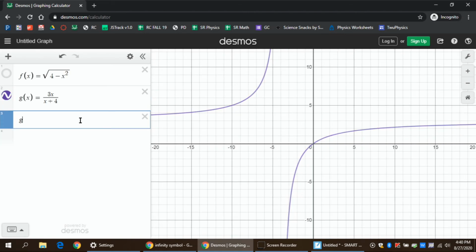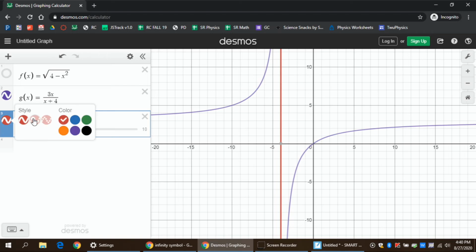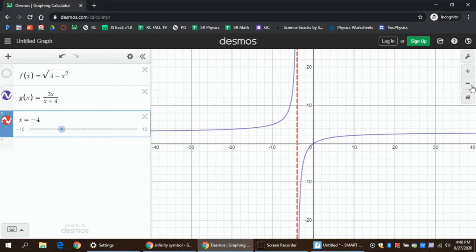We said negative 4 is what we were excluding, so let's put that in, and notice it says it's undefined. So we can also graph a line, x equals negative 4, and you can even, like in math class, normally make that a dashed line, right? So you can make that a dashed line, and you can see how that right there is the vertical asymptote for that rational function. All right, number 9. Number 9 was the fun one.